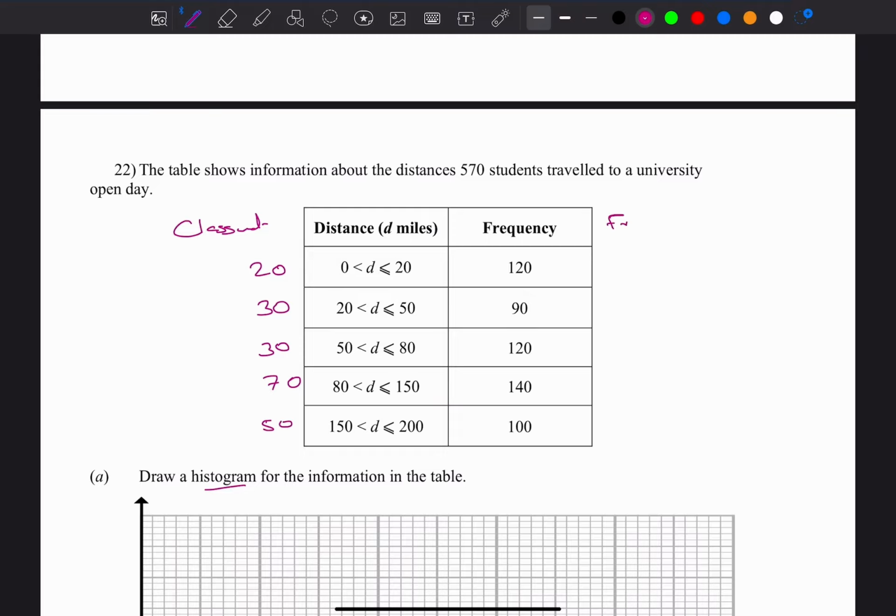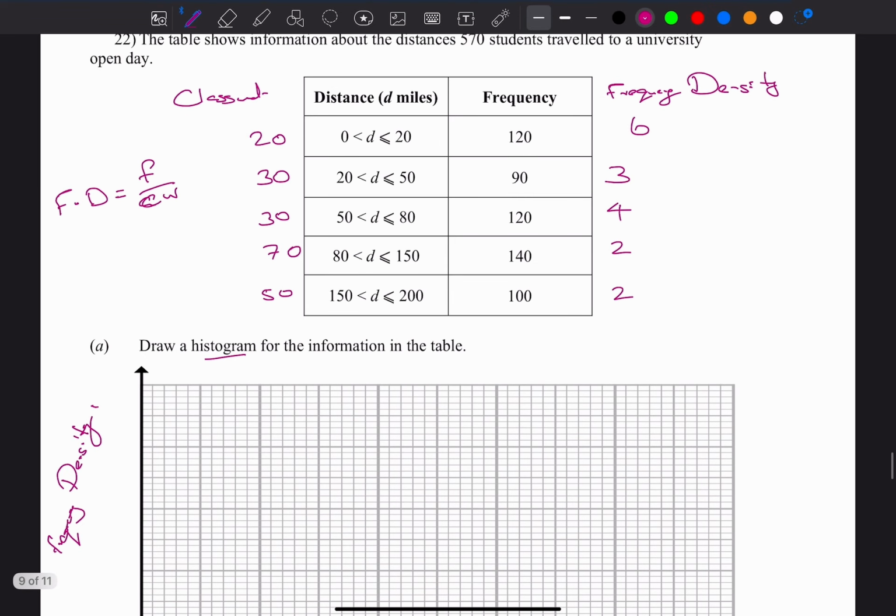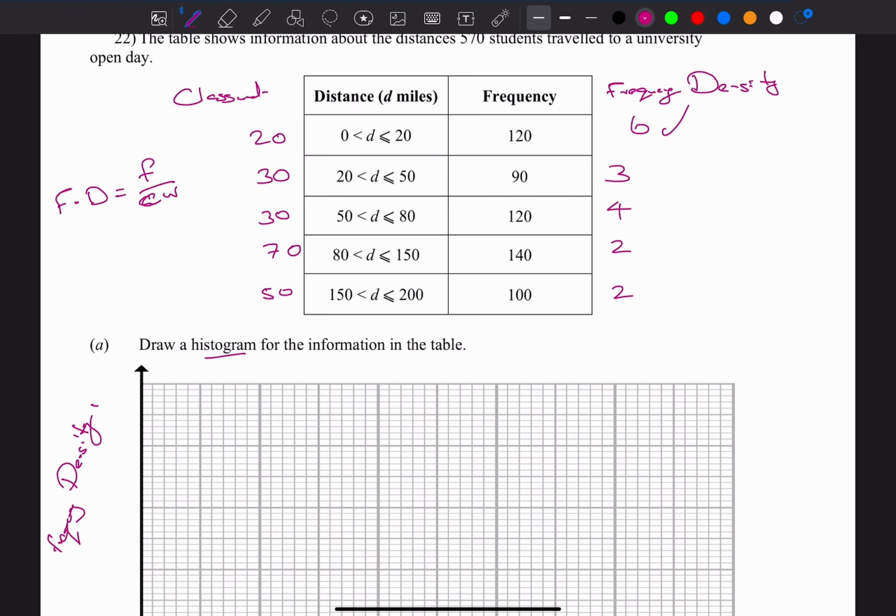The other one is frequency density. You must know the formula. Frequency density is frequency divided by class width. 120 divided by 26, 3, 4, 2, 2. And you will label this always frequency density. Okay. So what if we have up to a highest number of, I think, frequency density go to 6.